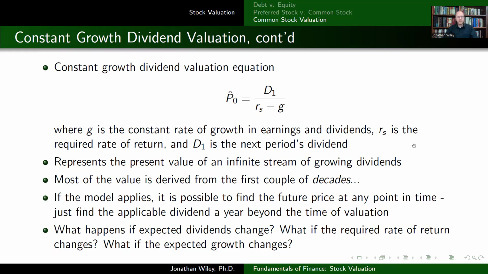Now, this model is not perfect. There are all kinds of limitations. I'll talk about other models in subsequent videos, but it does have some good intuition, and it makes you see what happens with expected changes in dividends, changes in required rates of return, and changes in growth rates, and it shows you this is what we would expect to occur. And that can be a helpful thing to start with.